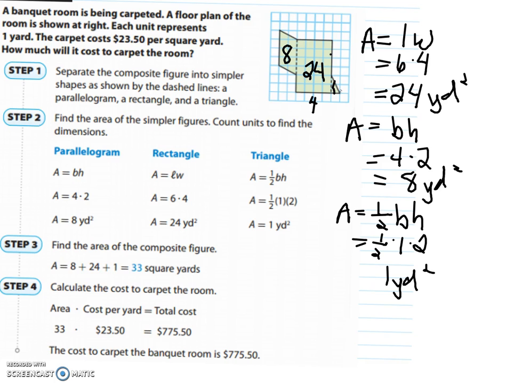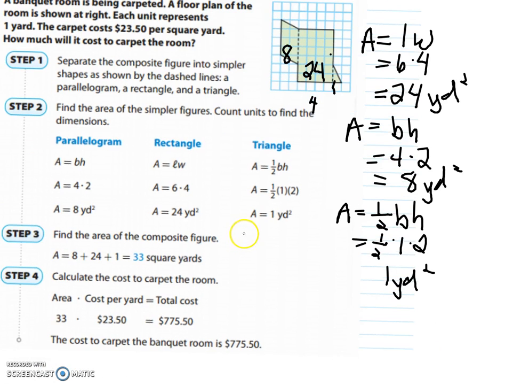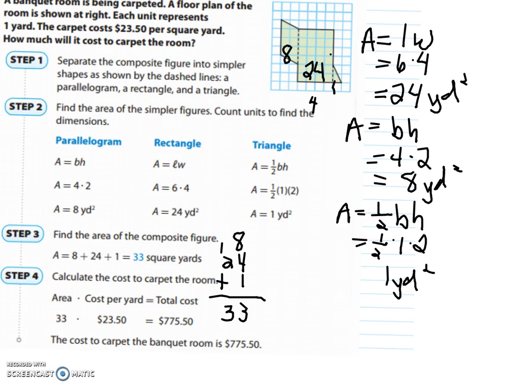All right, so now we got to add up 8 plus 24 plus 1. So we have 4 plus 8 is 12, plus 1 is 13. We have 33 yards squared. That's my total area.